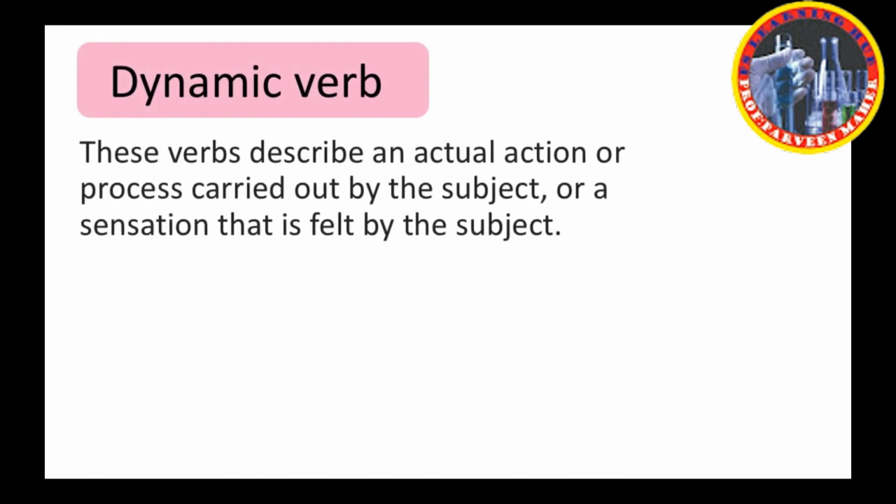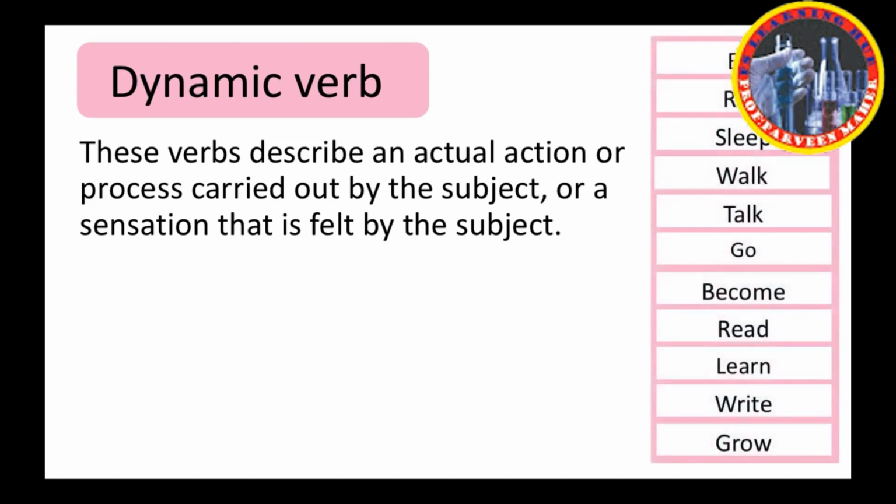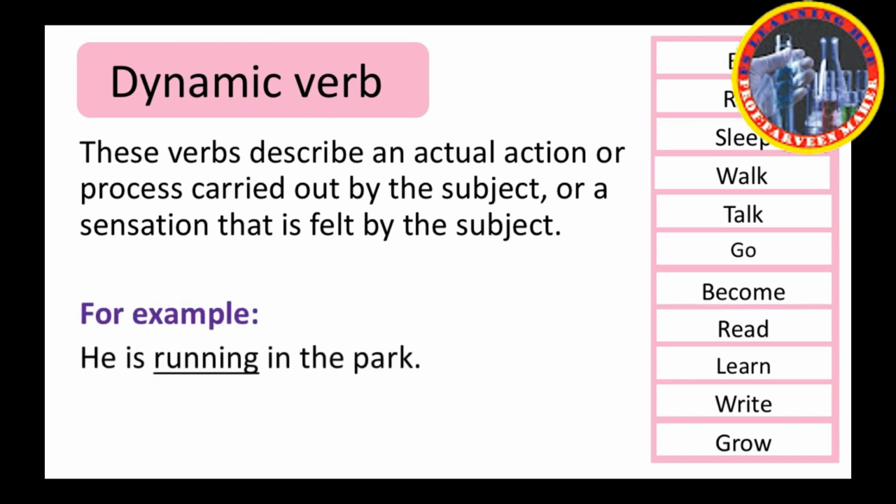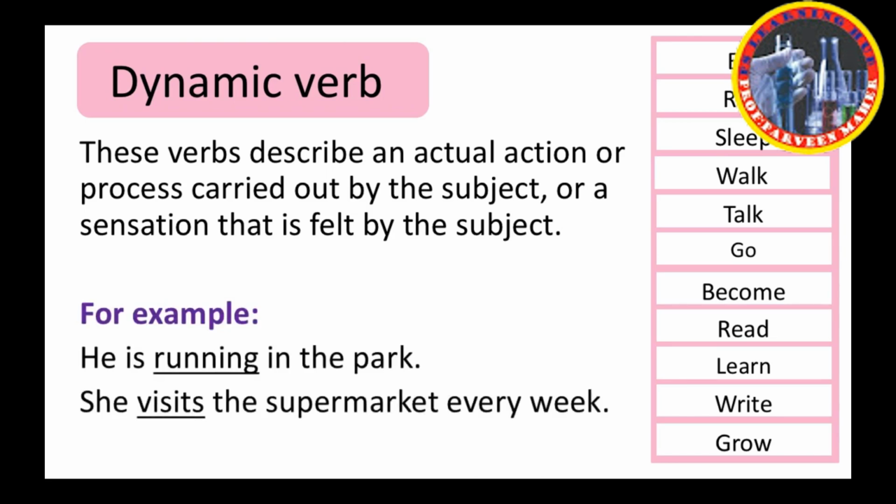Dynamic verb. These verbs describe an actual action or process being carried out by the subject or a sensation that is felt by the subject. This includes eat, run, sleep, walk, talk, go, become, read, learn, write, grow. For example, he is running in the park. She visits the supermarket every week.